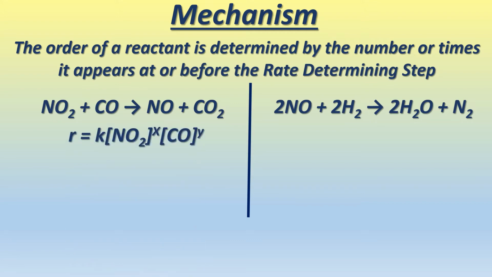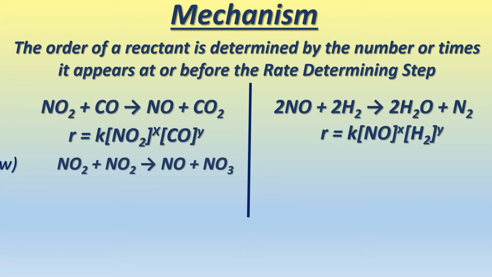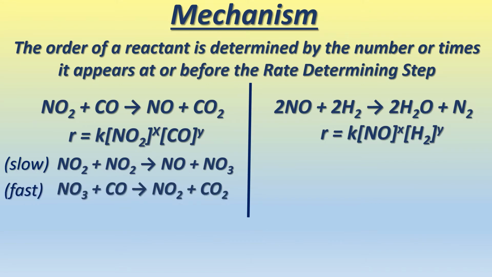By kinetics, the first reaction would have a rate R equals k times NO2 to the x, CO to the y. The second reaction would have a rate equal to k times NO to the x, H2 to the y. In the mechanisms that were shown, the first reaction had a two-step mechanism, where a slow step had two NO2s reacting to give NO and NO3, and a fast step where the unstable NO3 reacted with carbon monoxide to give you NO2 plus CO2.